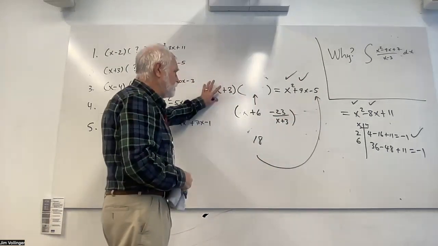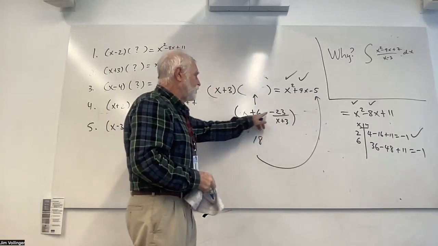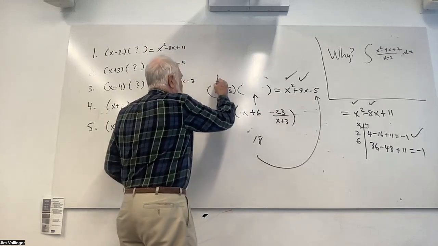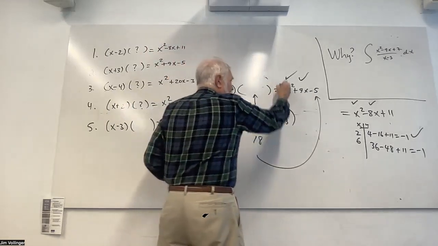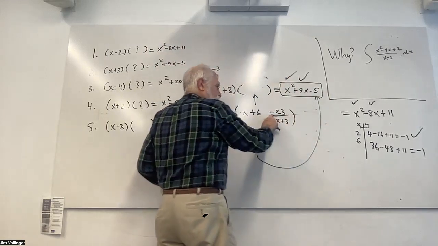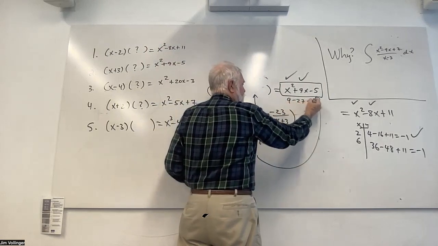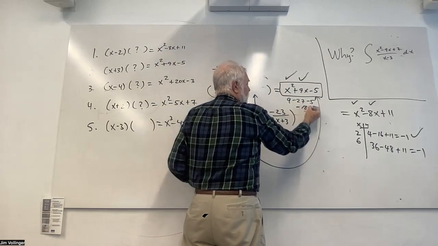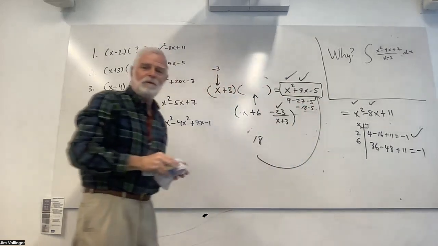So if I multiply this times this, I should get that. I have a remainder of minus 23. I want to make sure I didn't make a careless error. I know my friendly number is minus 3. And I want to see if I put a minus 3 in here, see if it comes out as minus 23. So that's 9 minus 27 minus 5, which is minus 18 minus 5, which is minus 23. I can move on.